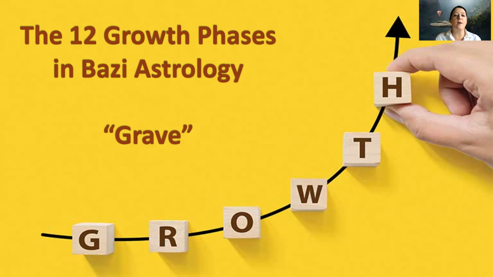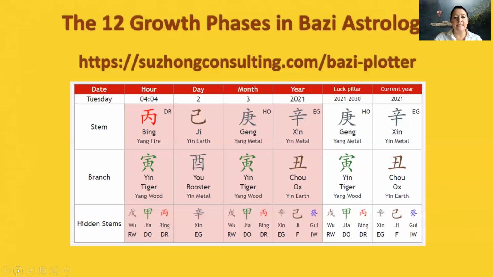Now, today we're going to talk about the grave phase. So the grave phase in the 12 growth phases is one of the phases that is almost towards the end of the entire cycle, because it's the 9th phase of all of them. And first, we need to actually check whether or not we even have it in our natal chart.